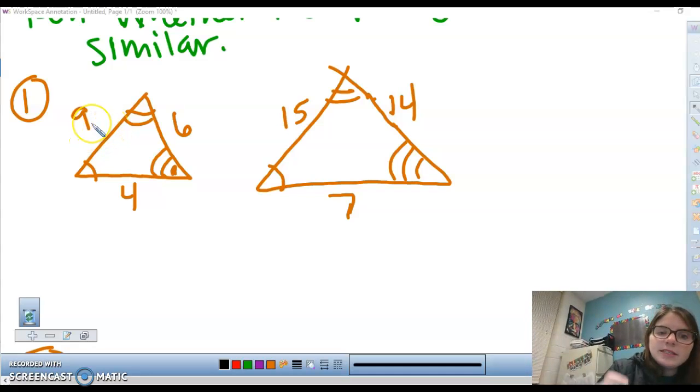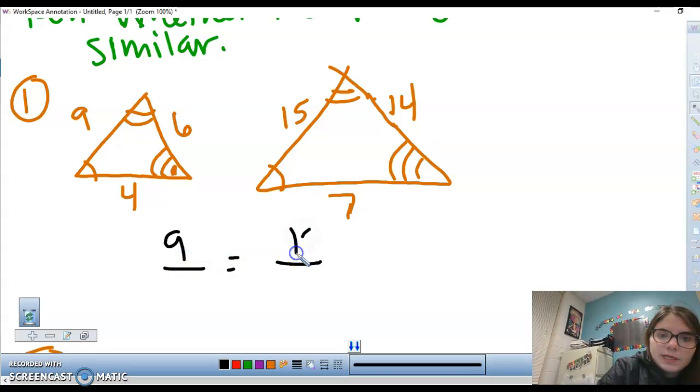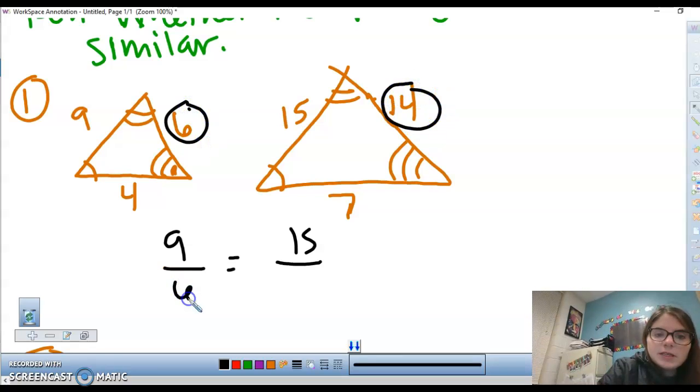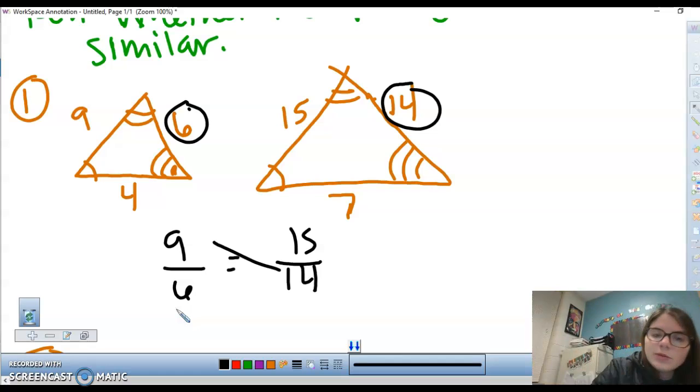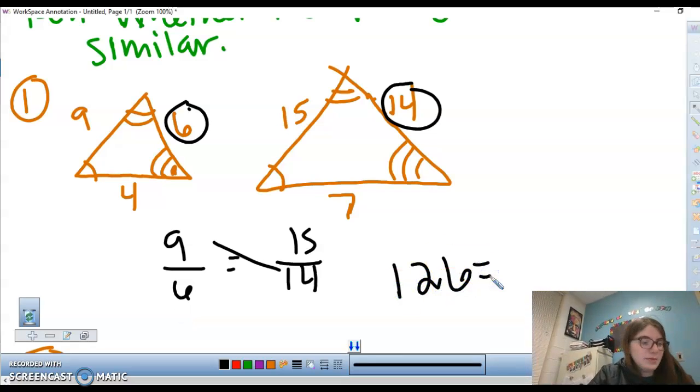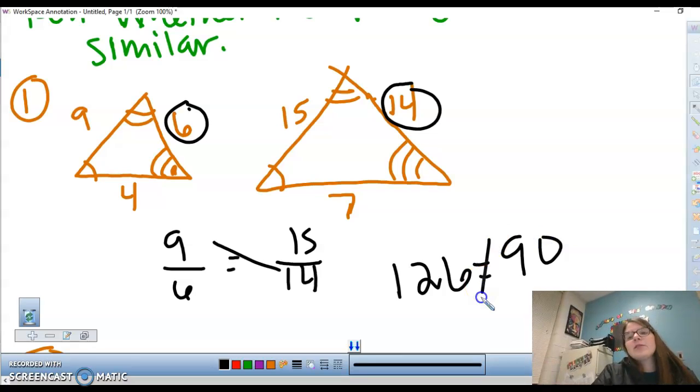So if I take this side, which would be 9, on the other side, the one that would go along with that would be 15. And then let's do the 6 and the 14. So I'd have 6 and 14. So if I do 9 times 14, I do not know that off the top of my head, 9 times 14, I'd get 126. And 15 times 6, I think, would be 90. And so I see those are not equal. So these ones would not be proportional.